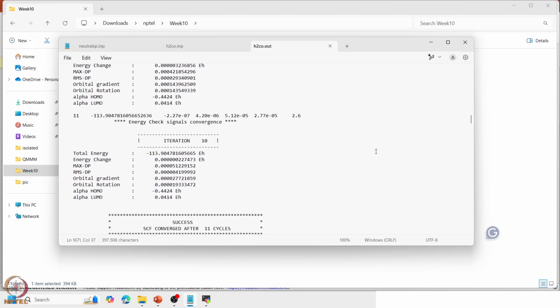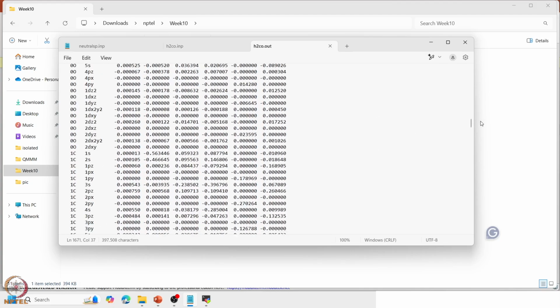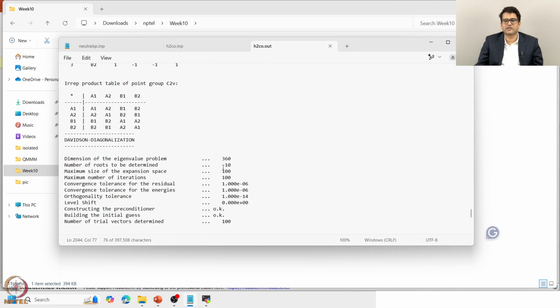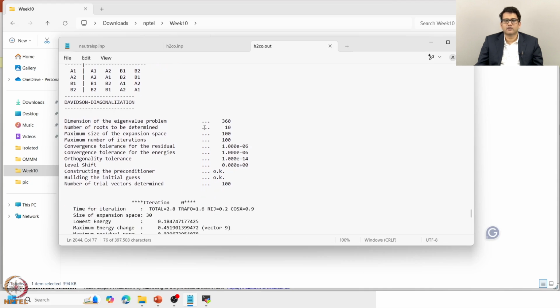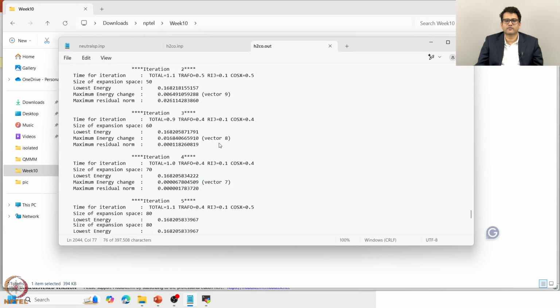And we are going to remove the core electrons. So, my total space dimension will be 300, sorry, my total space dimension will be 360, because it is a 60 into 6 dimensional space that we are diagonalizing. The number of roots determined will be 10, and generally the maximum subspace is 10 times that.